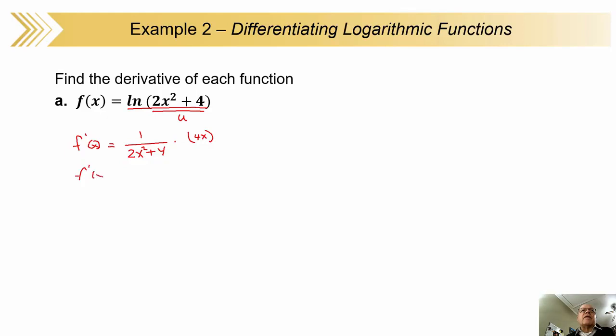So our derivative, we have 4x over, by the way, notice, you could divide that by 2, also the denominator, so let's factor out the 2, x squared plus 2. So our derivative for that particular natural logarithmic function is just 2x over x squared plus 2. There you go. Not too bad, is it?